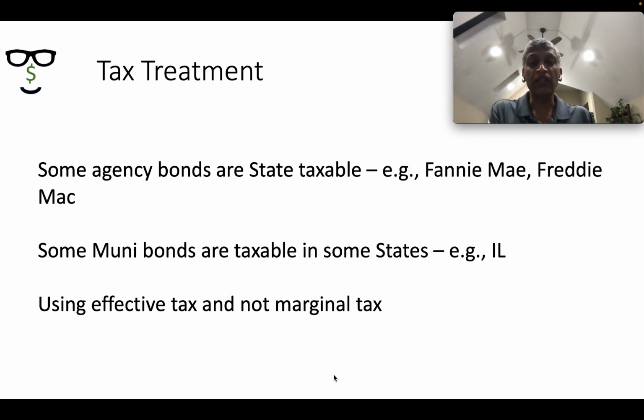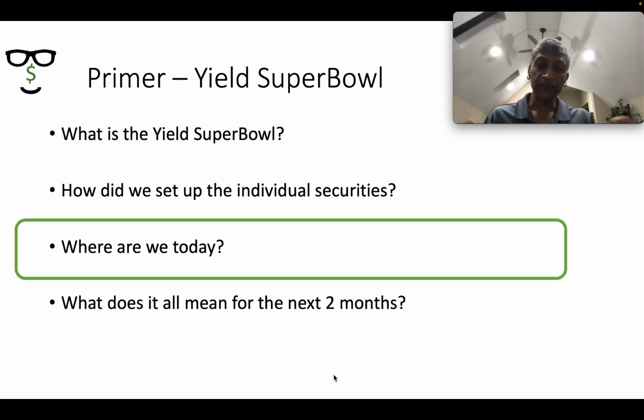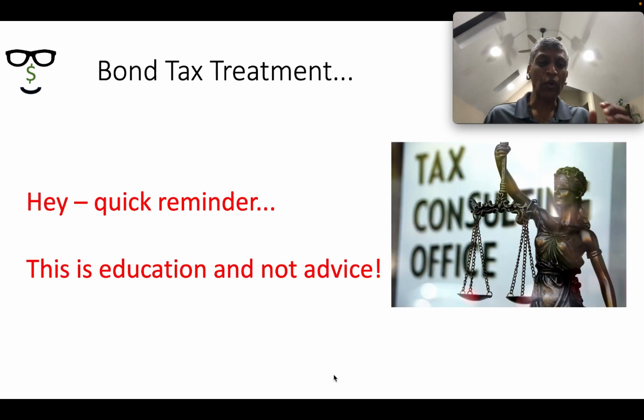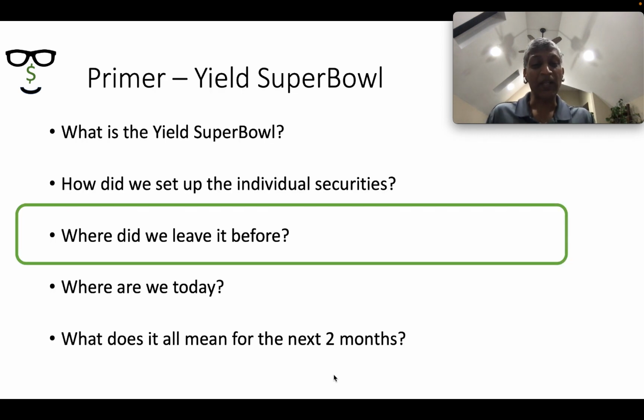And last but not least, in some of my previous episodes, I had indicated that I personally use the effective tax when I bump up muni bond yields and not the marginal tax or the last dollar tax. And you can refer to why I do that. But we'll be bumping up the yield of munis by the effective tax rate, and we'll look at various tax brackets. And so to go back to where we were and recap what we did before, please remember, I'm not giving you tax advice, but let's look at what we saw 8 weeks earlier.